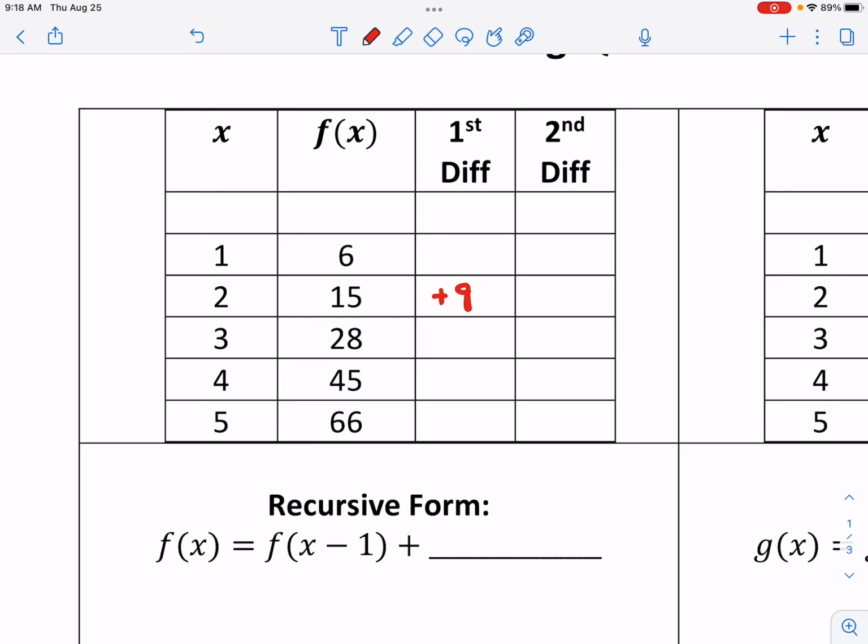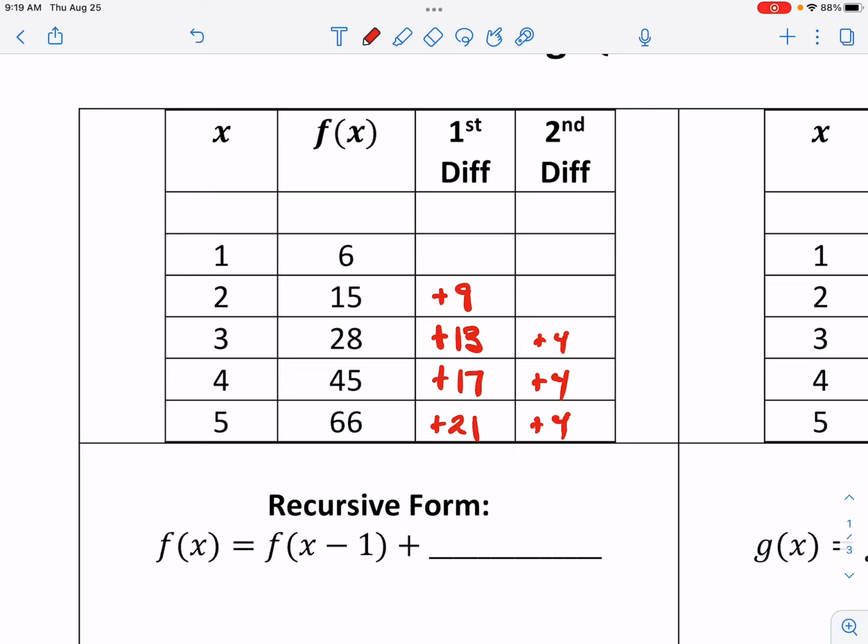Let's see, 15 and 28 would be 13. 15 plus 2, 17. Looks like we're adding 4 more each time. Okay, so this tells us it is definitely quadratic because the second differences are the same.